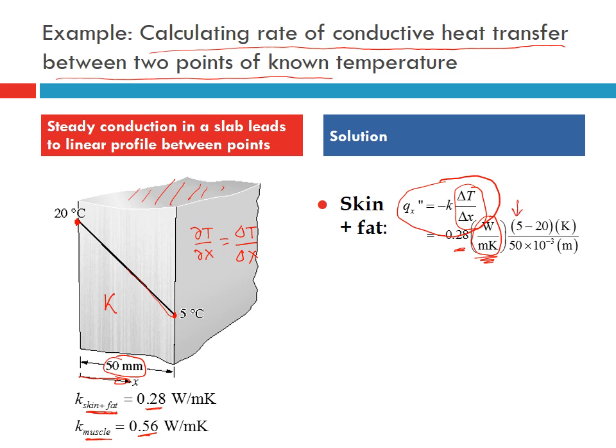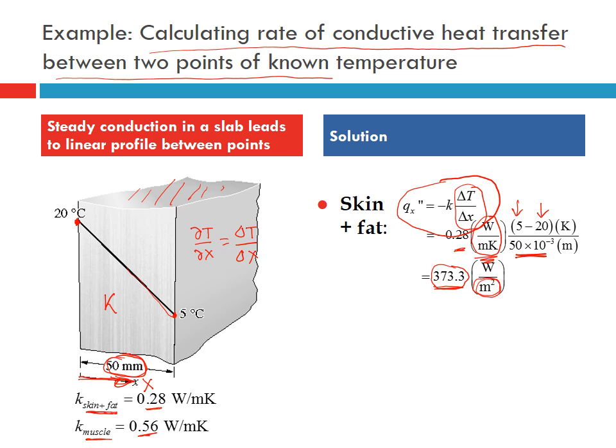So 5 minus 20 divided by the thickness, 50 times 10 to the minus 3 meter. Okay, so if I do that, I get 373 watts per meter square. What does this mean? This means in the positive direction x, this 373.3 watts is flowing per meter square.